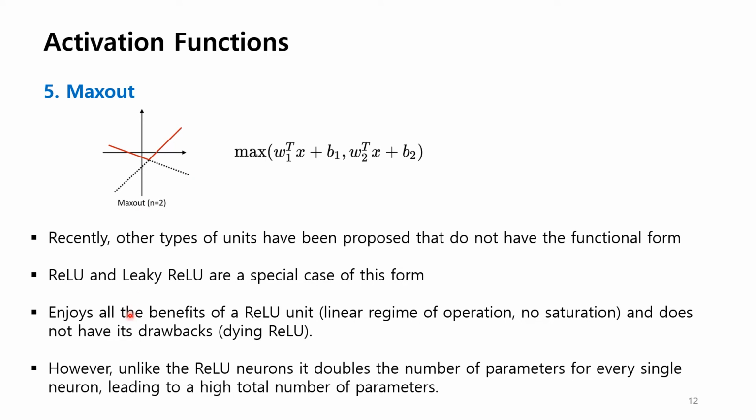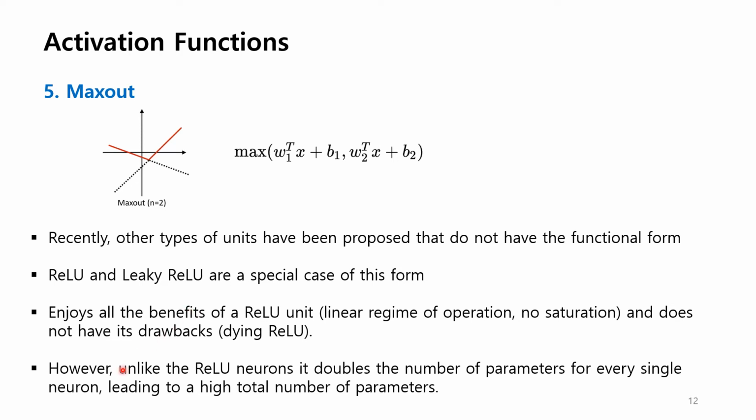So it enjoyed all the benefits of the ReLU unit. That means this computation is relatively simple compared to sigmoid or others, okay. And because it is simple, and it doesn't have the drawback of dying ReLU, because in ReLU, the negative part returns 0, right? But in maxout, everything is positive here, so it doesn't have the problem of dying neuron, okay.